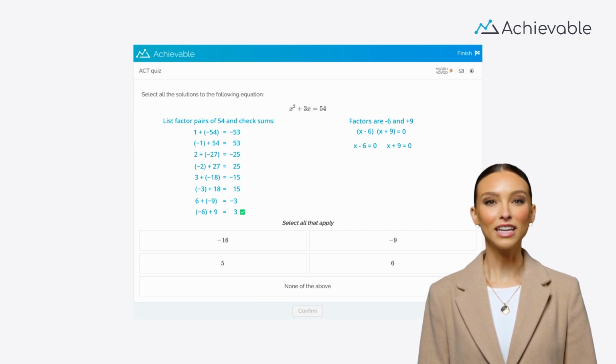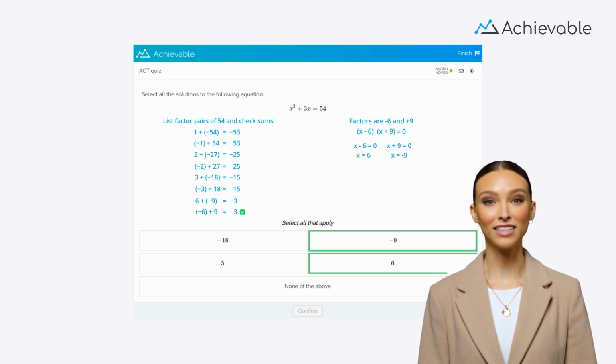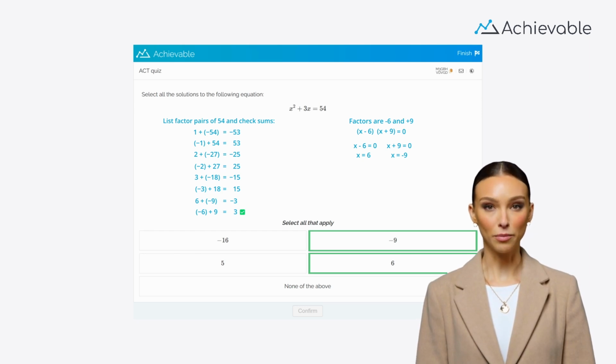Lastly, we need to set each factor equal to 0 and solve for x. So our two solutions are positive 6 and negative 9. Remember that when possible, the quickest way to find the solutions to a quadratic equation is by factoring it into two sets of parentheses.